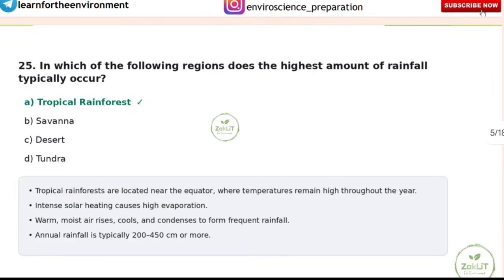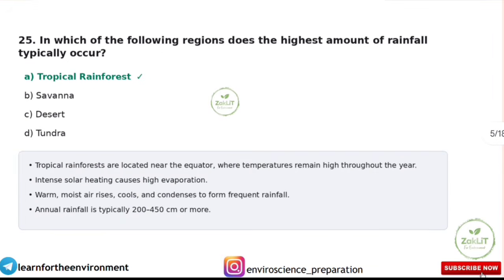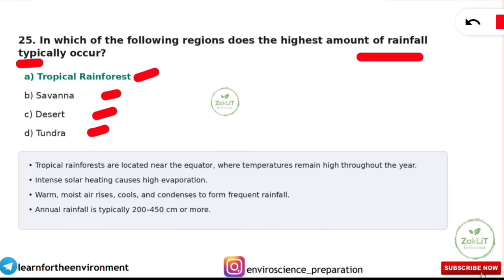Coming to the next question, it is a rapid revision kind of, will not stay in one question. Next question is, in which of the following regions does the highest amount of rainfall typically occur? So here four biomes are given: tropical rainforest, savanna, desert and tundra region. It will be tropical rainforest. Yes, tropical rainforest, it receives the highest amount of rainfall among the following biomes. And tundra, it is the tree-less vegetation. You should note down, tree-less vegetation, it is called as tundra.